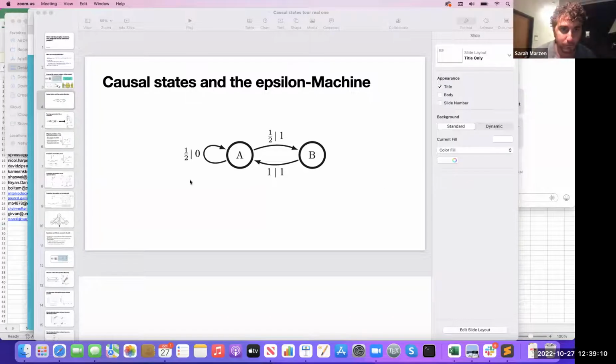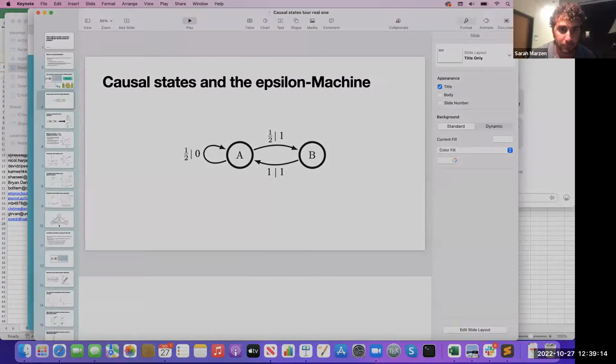So this is what we just saw. This is an epsilon machine, a special type of hidden Markov model. It's called a unifilar hidden Markov model, and the idea is that if you know what state you're in and you know what symbol you see, you know what state you go to next. For example, if you're in state A and you see 0, you know you're in state A. If you're in state A and you see 1, you know you're in state B. And if you're in B and you see 1, you go to state A. That's the unifilar hidden Markov model.